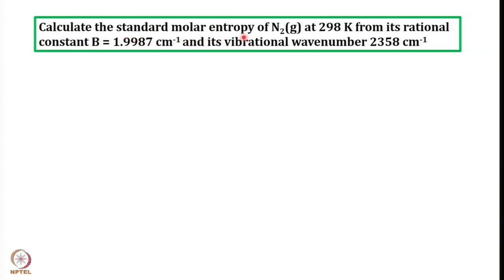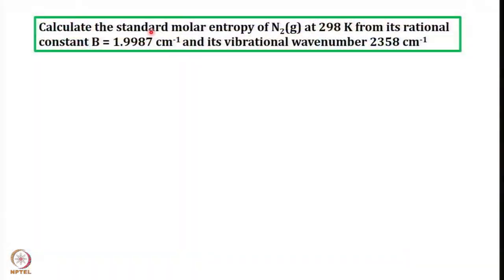The question is, calculate the standard molar entropy of N2 gas at 298 Kelvin from its rotational constant, B equal to 1.9987 centimeter inverse, and its vibrational wave number is given. The problem that we discussed in the previous lecture was based upon moment of inertia. Remember, B is equal to h cross by 4 pi cI. So, if I know moment of inertia, I can get the rotational constant.